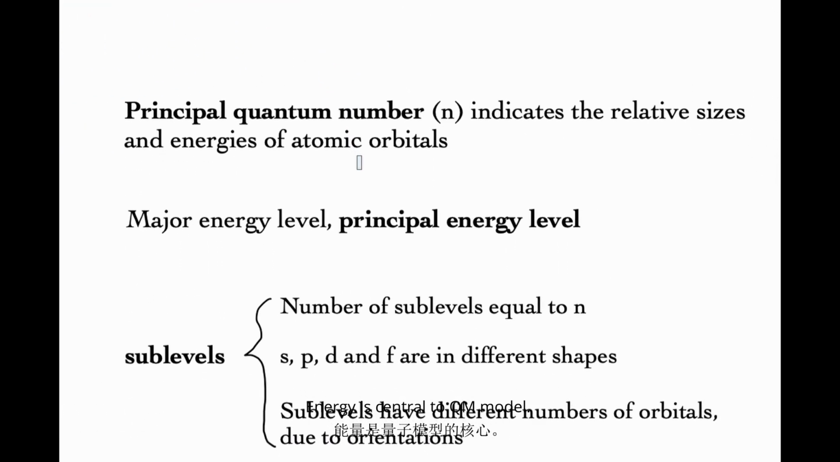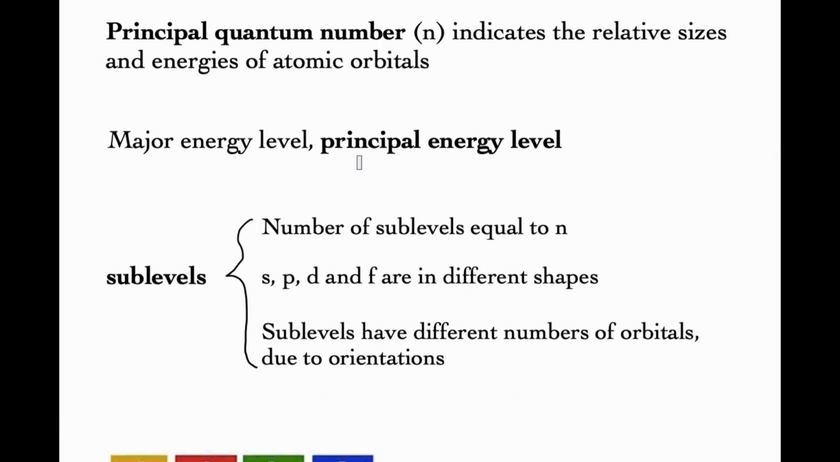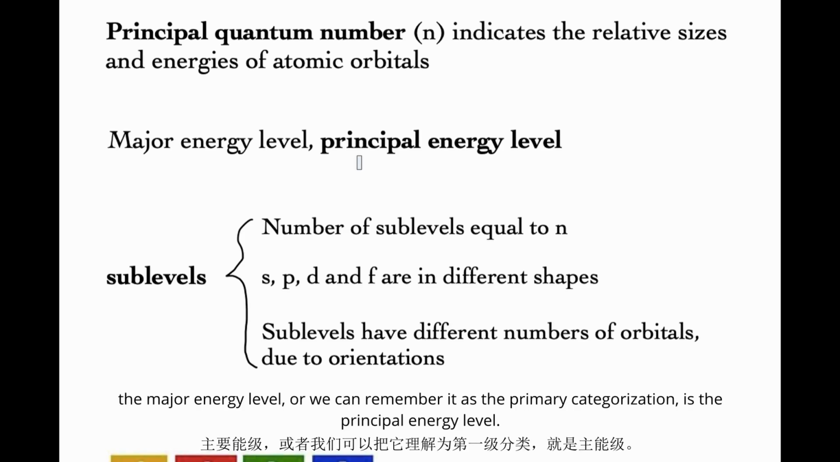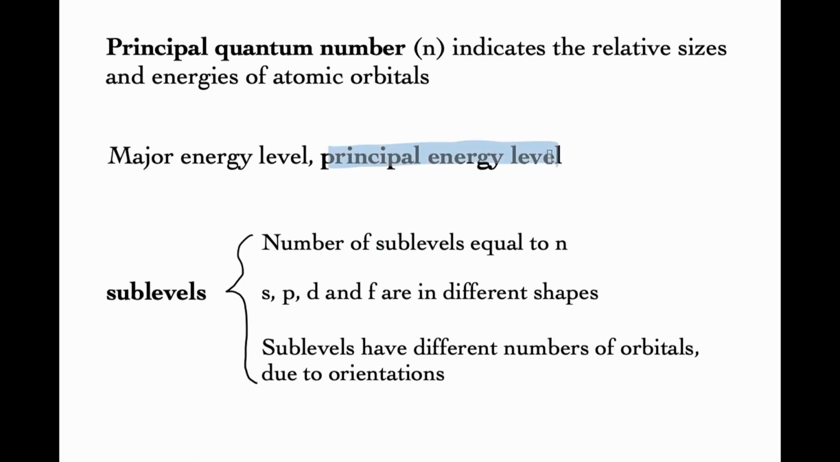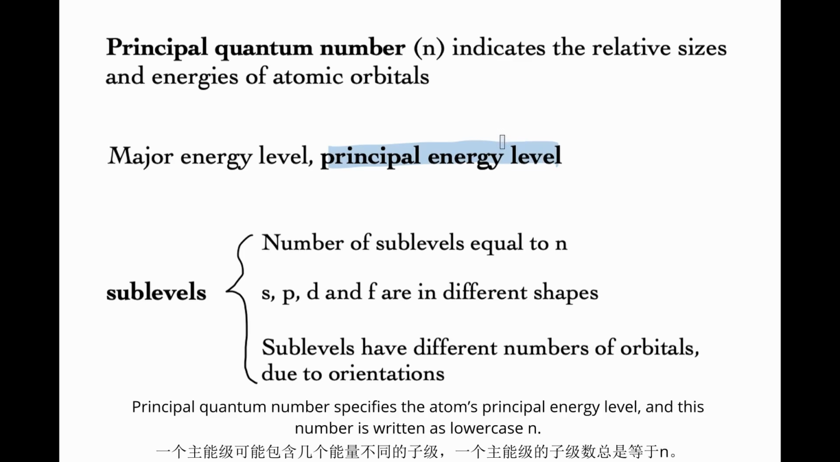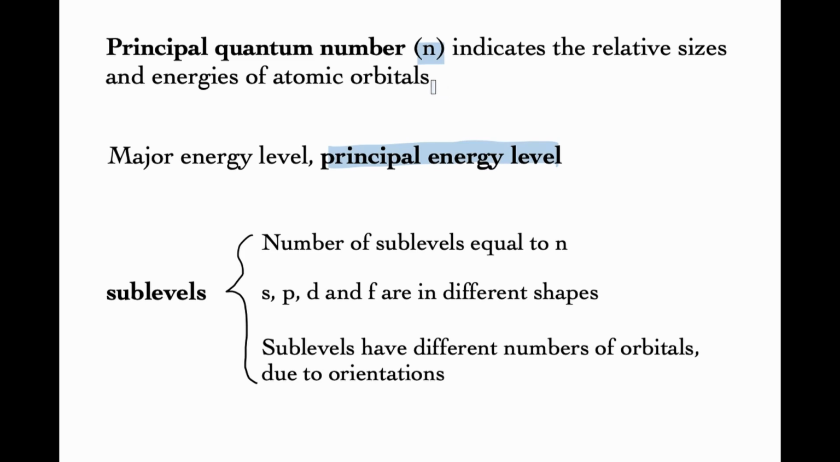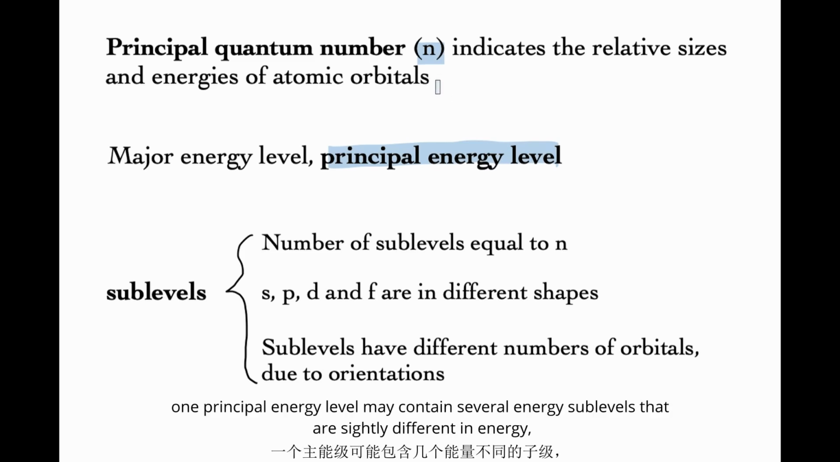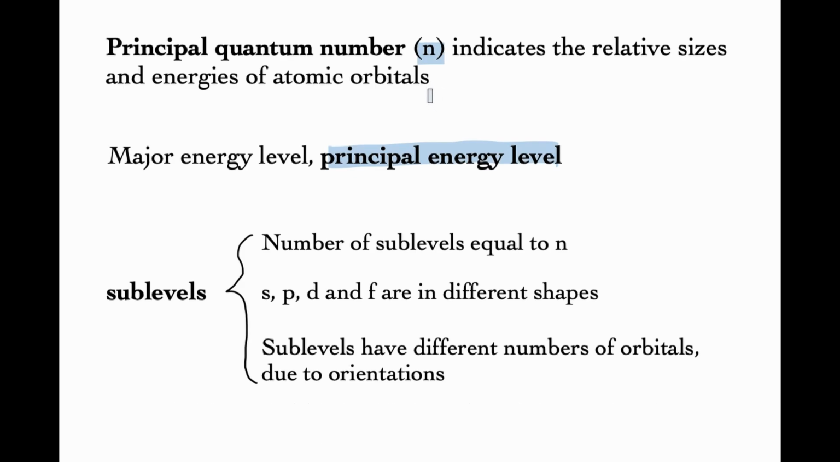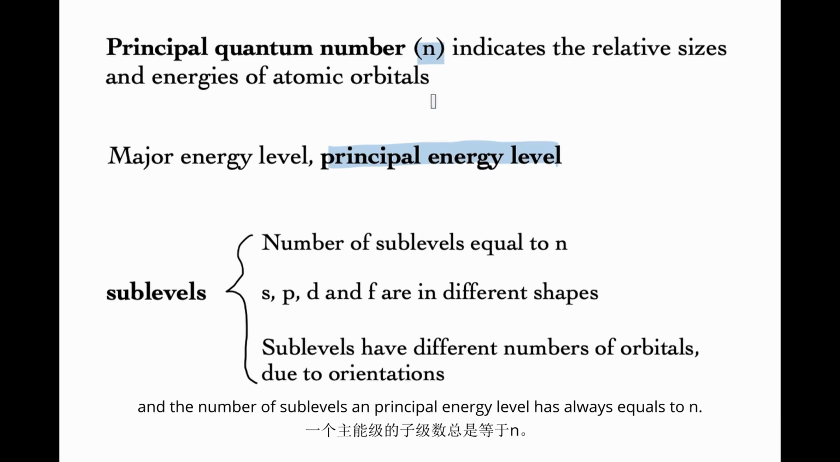Energy is central to the QM model. The major energy level, or we can remember it as the primary categorization, is the principal energy level. The principal quantum number specifies the atom's principal energy level, and this number is written as a lowercase n. One principal energy level may contain several energy sublevels that are slightly different in energy, and the number of sublevels in a principal energy level always equals n.